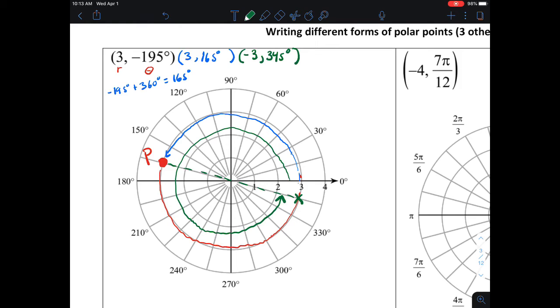Now, I want you to look at the relationship between the angle measure that we just had, the 165. So we had 165 degrees. If I wanted to get the angle measure to be on the other half of the circle, all we have to do is add half a revolution, 180 degrees, and that gives us 345 degrees.